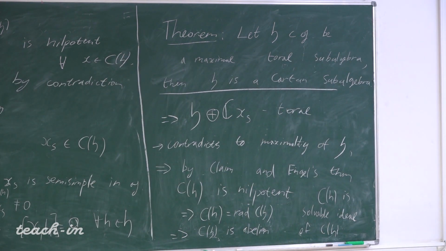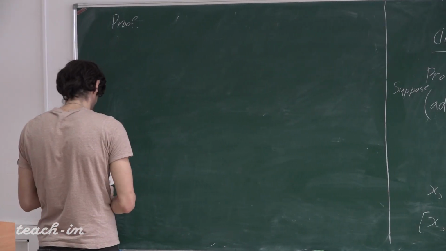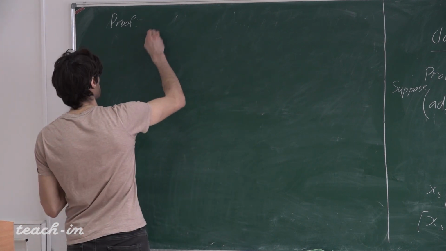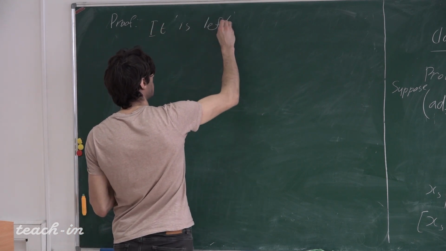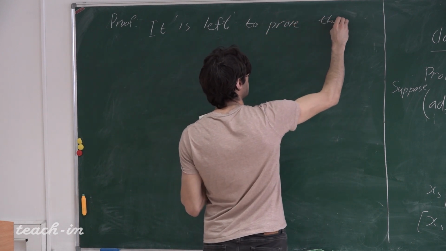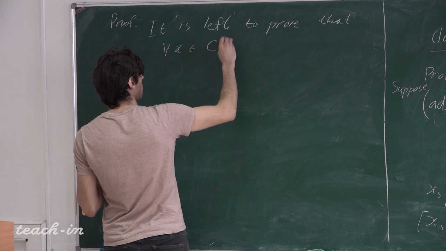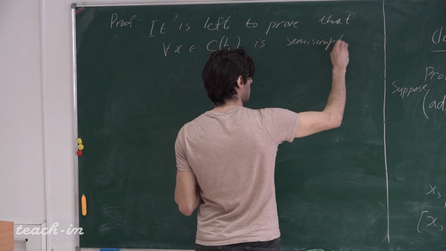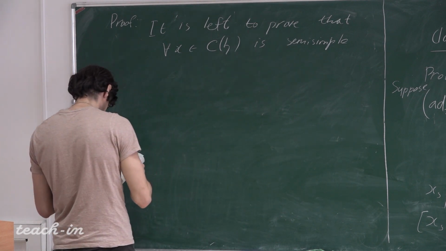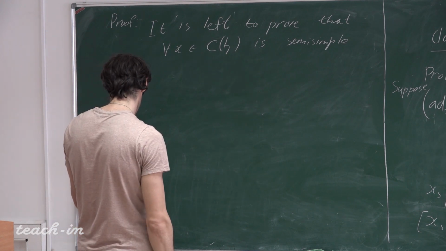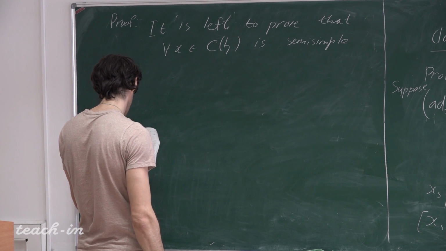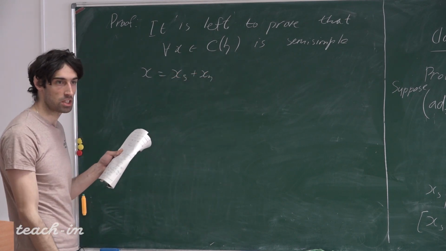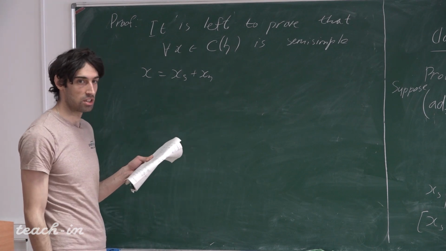Okay. So what's left is to prove that every X from C of H is semisimple. So I would like to prove that if I take X and decompose it using Jordan decomposition, then Xn is 0.